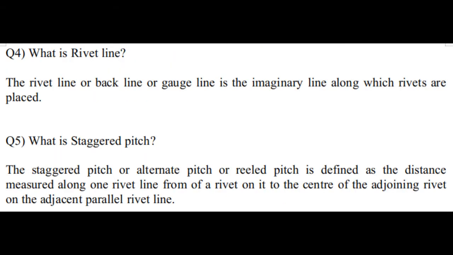What is rivet line? The rivet line, back line or gauge line, these are the three terms that can be used. It is the imaginary line along which rivets are placed. What is staggered pitch? Staggered pitch, alternate pitch or reeled pitch, these are the three terms. They are defined as the distance measured along one rivet line, from a rivet to the center of the adjoining rivet on the adjacent parallel rivet line.